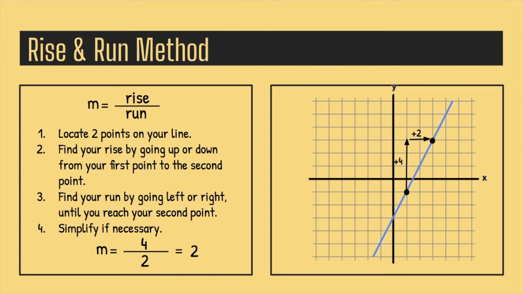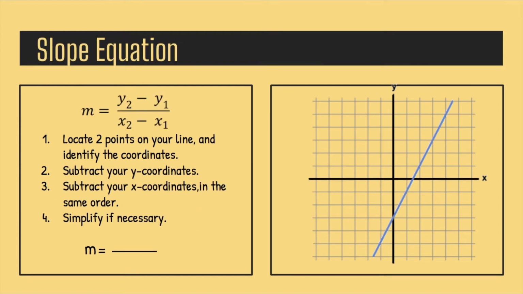Now let's get on to our next method, which is a slope equation. Now for this method, you do not need a graph to use it. So if you were just given a pair of points and asked to find the slope, you could do it with this. Now our equation is m is equal to y2 minus y1 over x2 minus x1. You may be confused with what y2 is and what x1 is. That is just our way of separating the 2 different coordinates that we have.